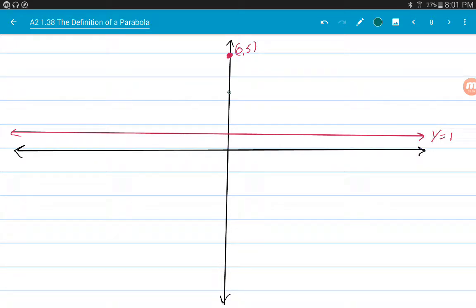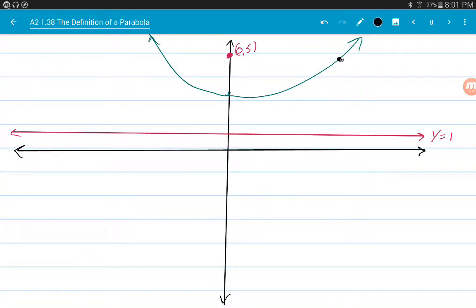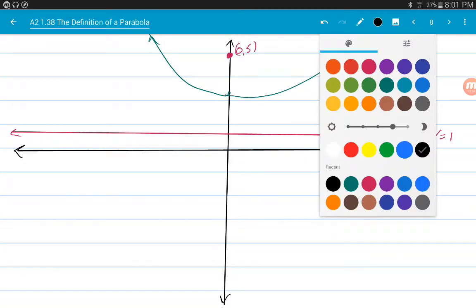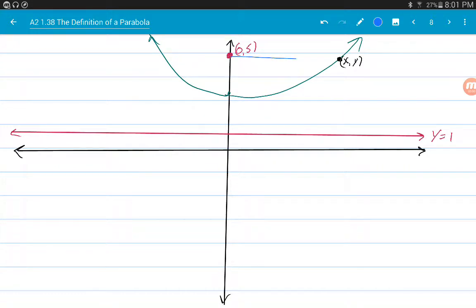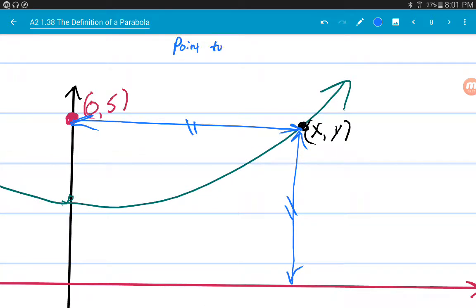Now I'm going to follow the same steps: start in the middle, draw a parabola, place a point on that parabola, and I'm going to call that point x, y. Now I have two distances that by the definition of a parabola are equal. It's this distance from point to point, and this distance from point to directrix. Those need to be equal, so I can mark them up like this if I want. Now what's the formula for each of them? This one, from point to point, is always going to be the distance formula.